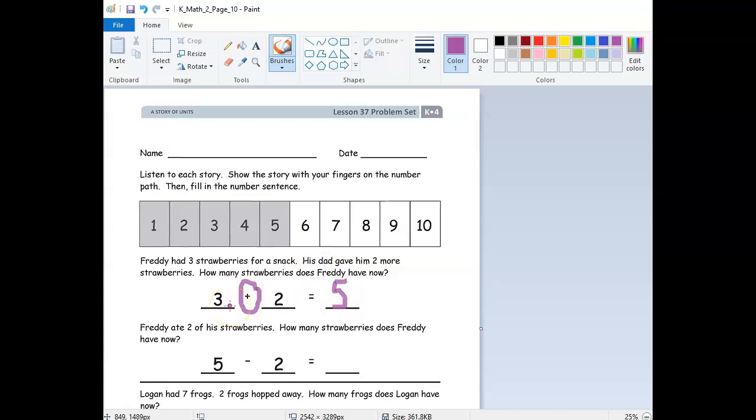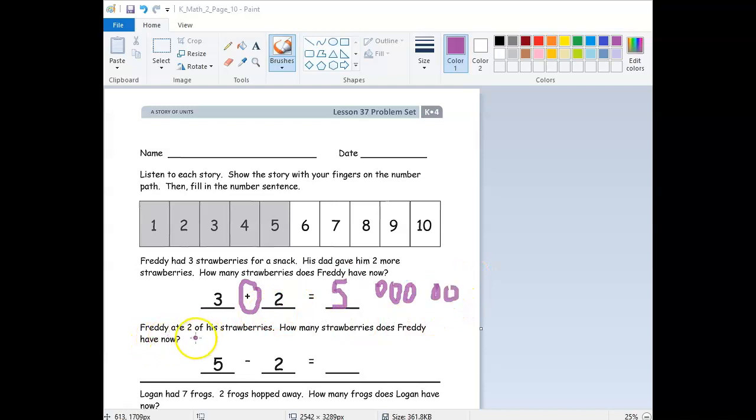If you do not want to use your number line, that's okay. You can also draw the picture. It says that he has 3 strawberries. 1, 2, 3, and then he gets 2 more strawberries.